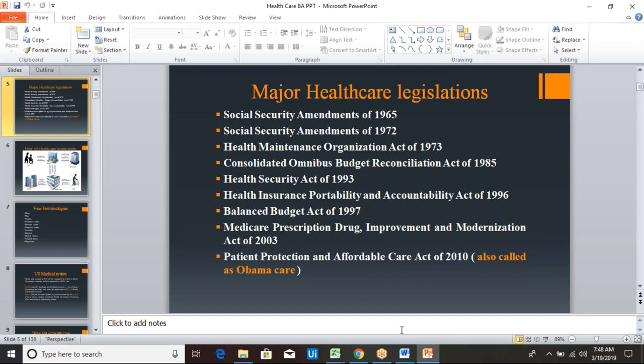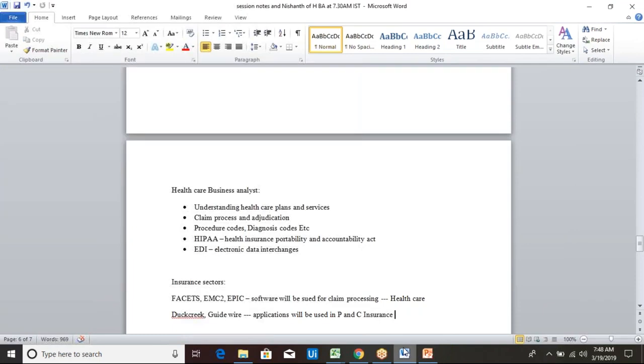It stands for EDI transactions, right? This is where EDI comes in, electronic data interchange. For these EDI transactions, there are some different codes we have, procedure codes and ICD codes. Using these codes means that for each and every transaction there will be a code number which will be used for that transaction.